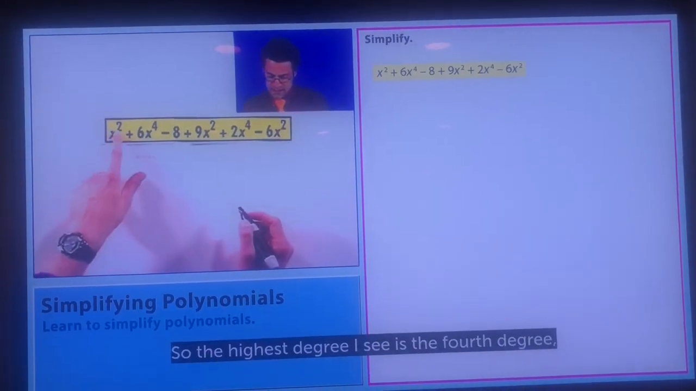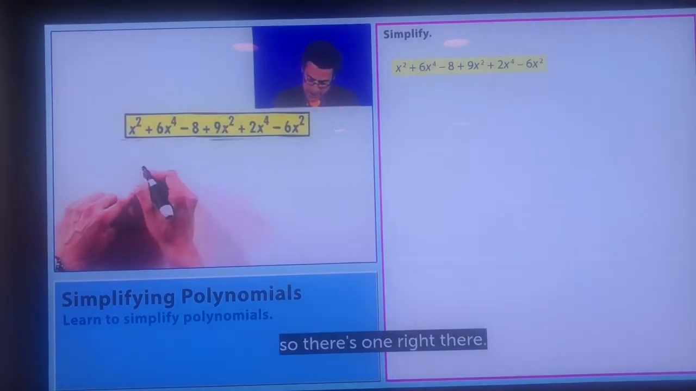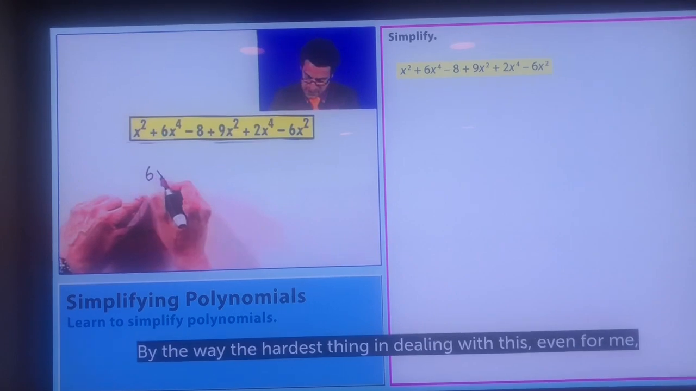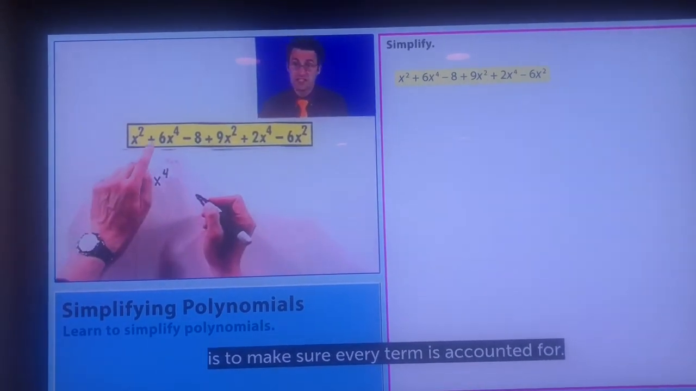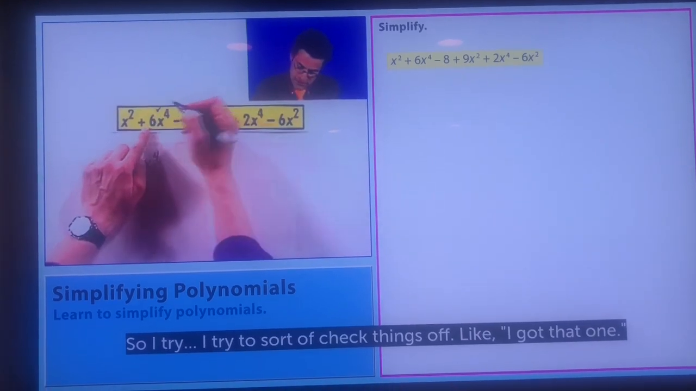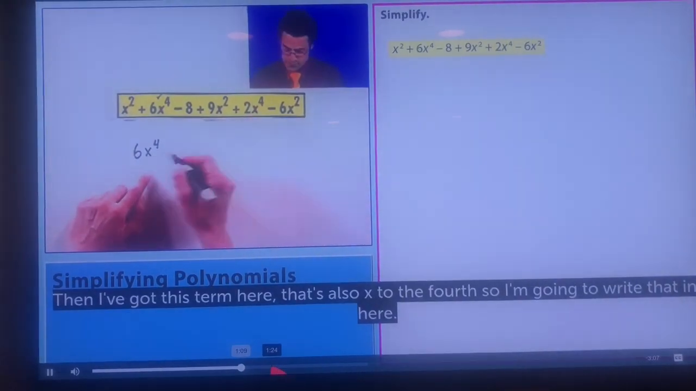So the highest degree I see is the 4th degree, so there's one right there. By the way, the hardest thing in dealing with this, even for me, is to make sure that every term is accounted for. So I try to sort of check things off, like, I got that one. Then I've got this term here, that's also x to the 4th.